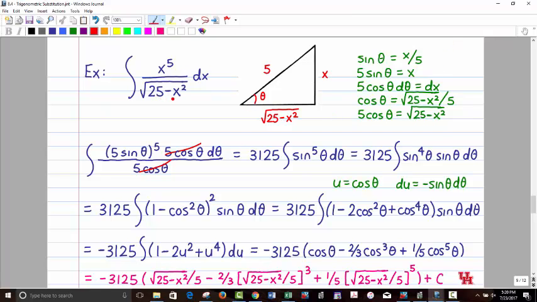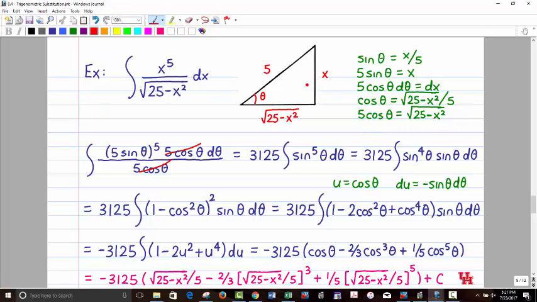I built my triangle because I have a minus on the short side. Then the square root of x squared will be x, and the hypotenuse has to be the square root of 25, which is 5. So sine theta is x over 5, x equals 5 sine theta, and 5 cos theta d theta equals dx. Cos theta equals the square root of 25 minus x squared over 5, so 5 cos theta equals the square root of 25 minus x squared.